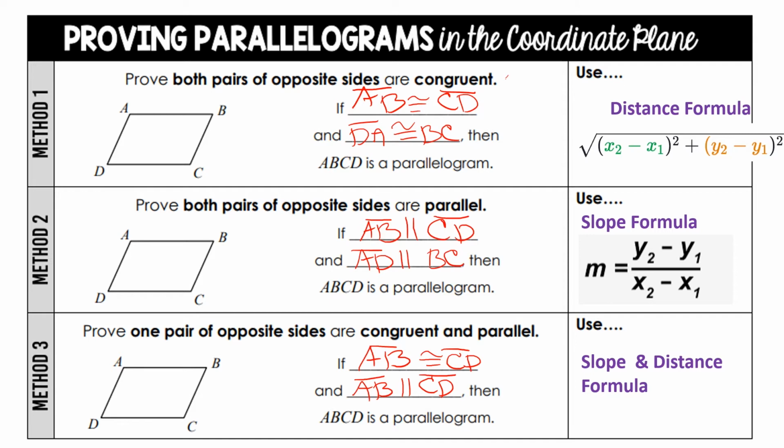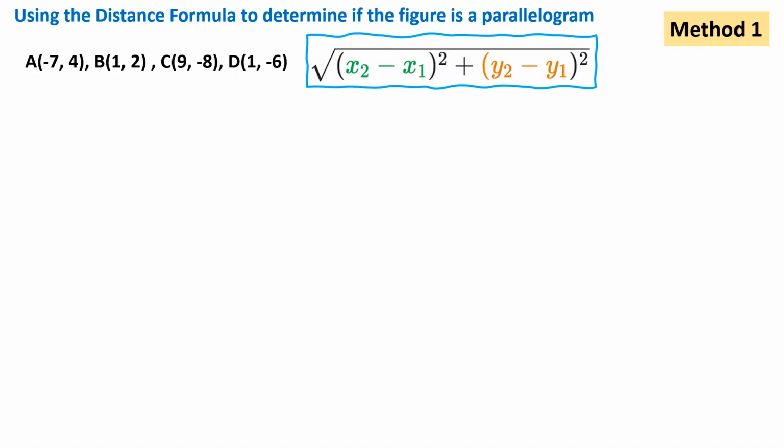All right, so now let's try some examples. I have one example of each that I'm going to do with you, and one of each that I'm going to have you try on your own. So the first one here, method 1, I'm going to use the distance formula to see whether or not these ordered pairs would create a parallelogram, and I have the distance formula here.